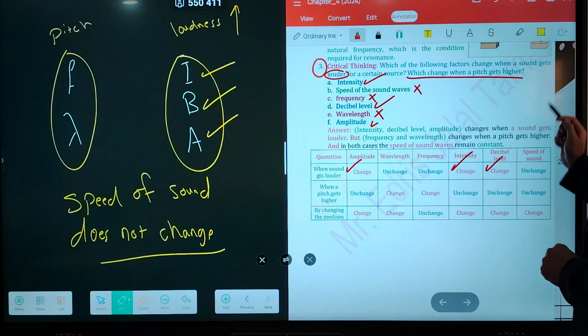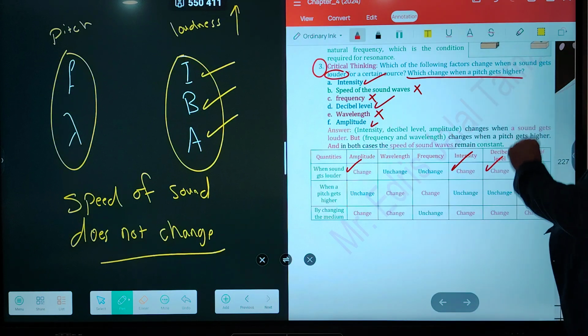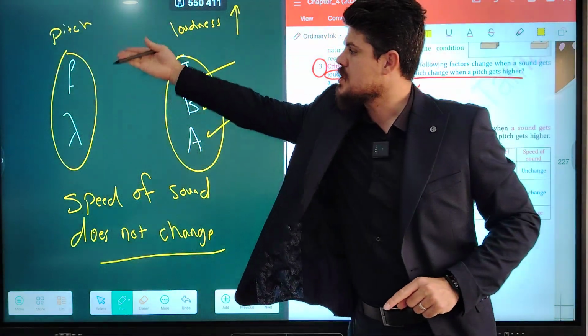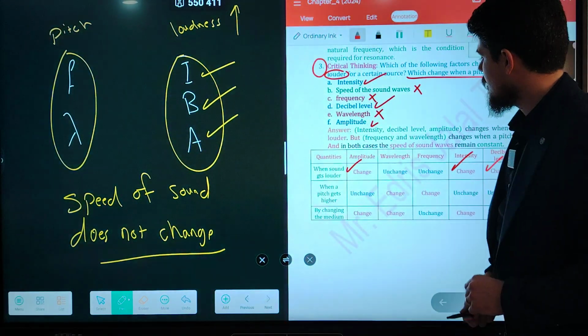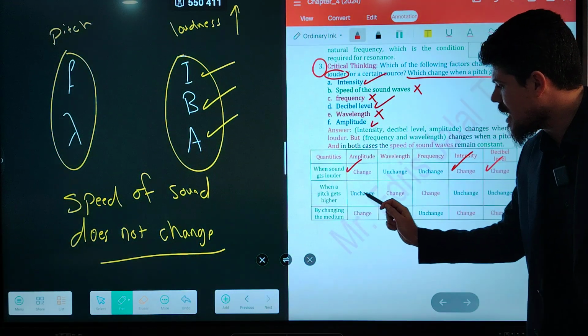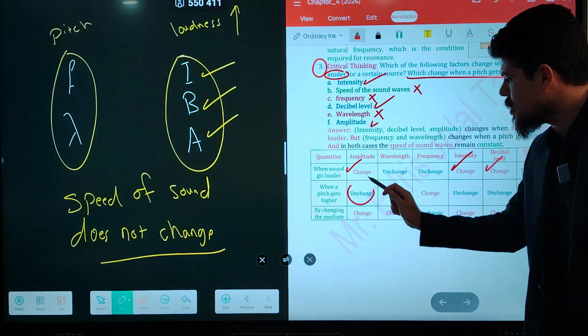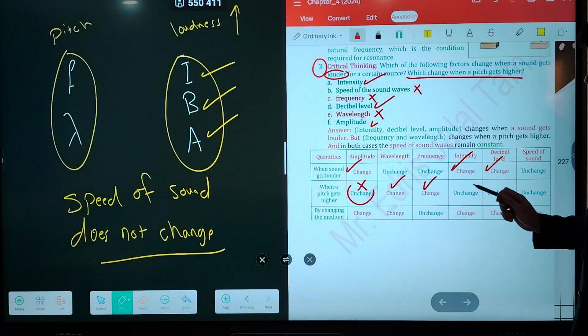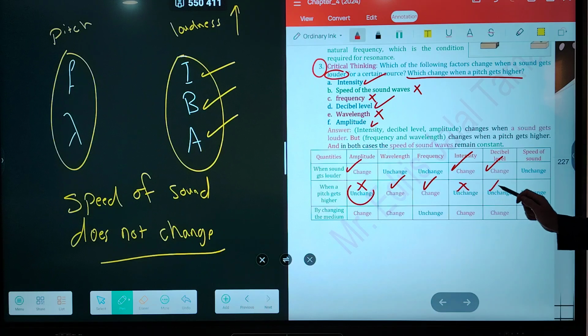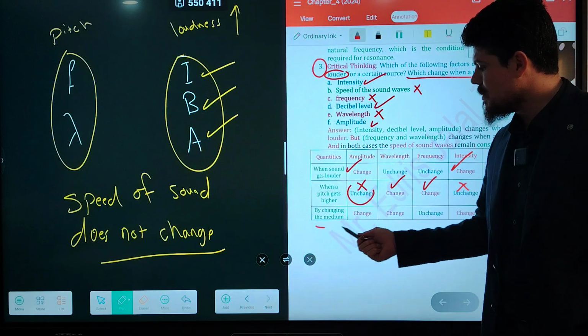The second part of the question: which change when pitch gets higher? By changing pitch, frequency and wavelength change. Does the amplitude change? No. Wavelength? Yes. Frequency? Yes. Intensity? No. Decibel level? No. Speed of sound? No.